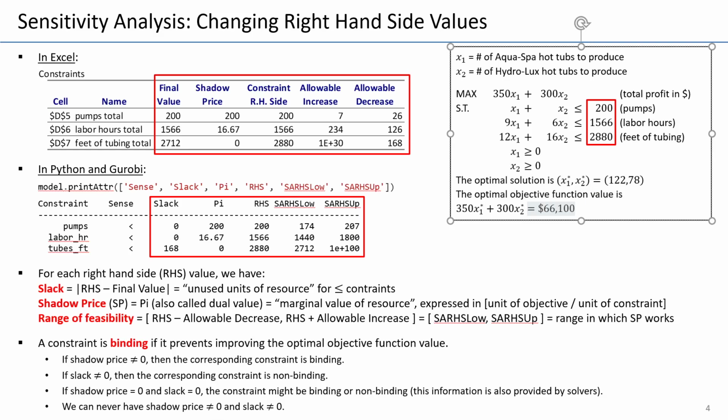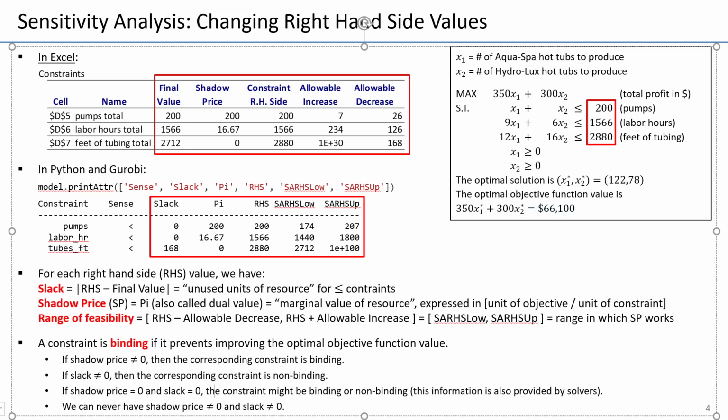It's actually possible that we have both shadow price and slack equal to zero. It doesn't happen very often, but it can. And in that case, the constraint might be binding or non-binding. This information cannot be concluded from the sensitivity report here, but you can ask the solver about this, or get it from some reports, and find out which constraints the solver considered binding.